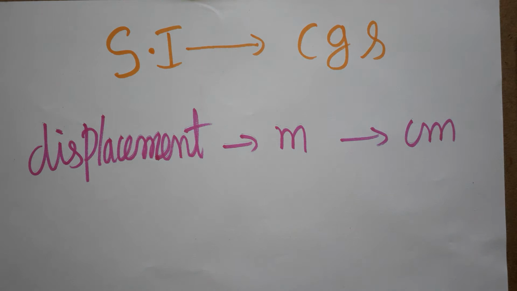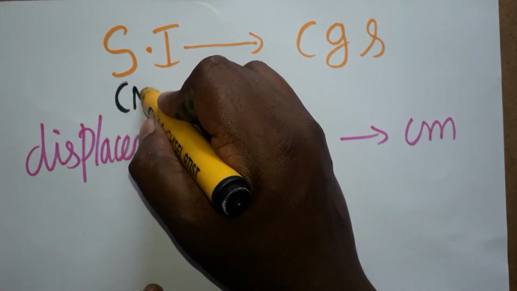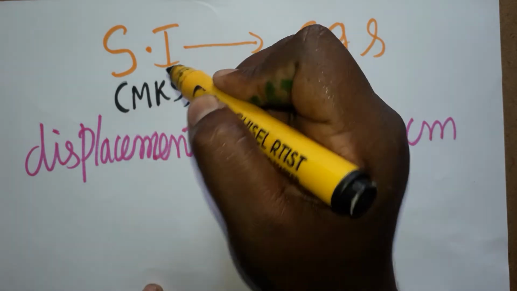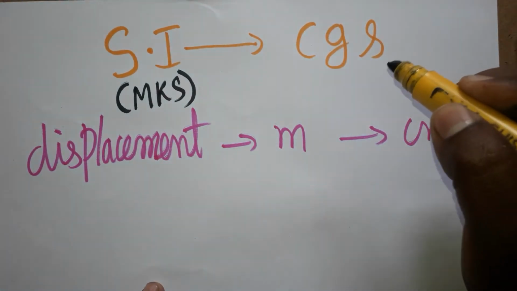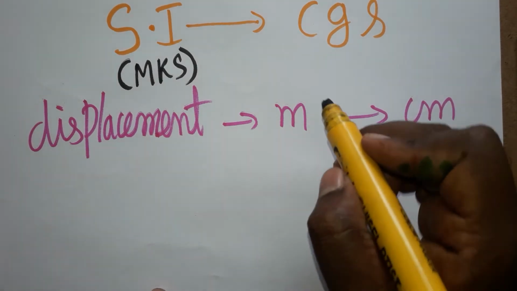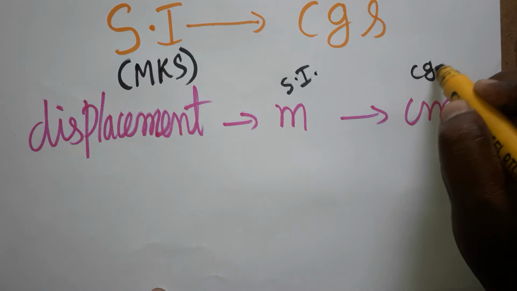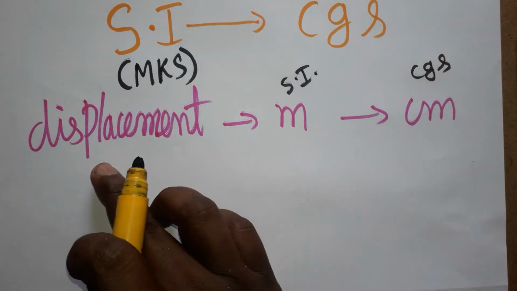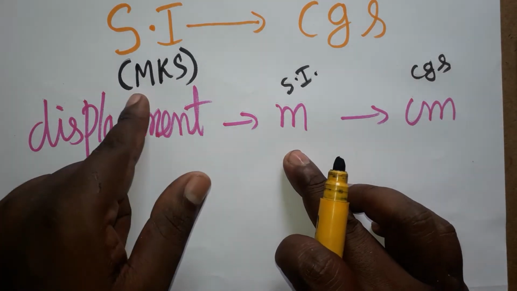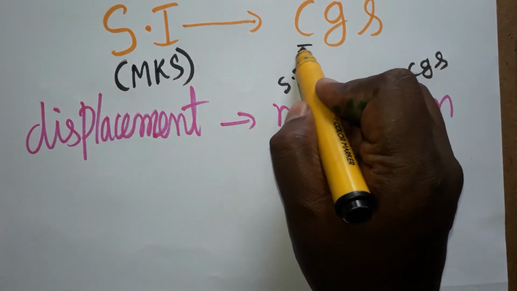Before we learn, SI unit is the international system, which follows MKS: meter, kilogram, second. CGS system follows centimeter, gram, second. For example, take displacement. The SI unit is the meter, and the CGS system unit is the centimeter. The displacement can be taken in meters because it's the MKS system. In the CGS system we take it in centimeters because it is the CGS system.